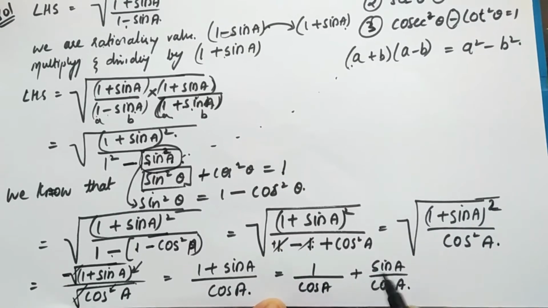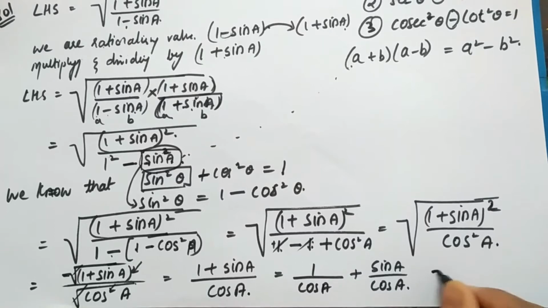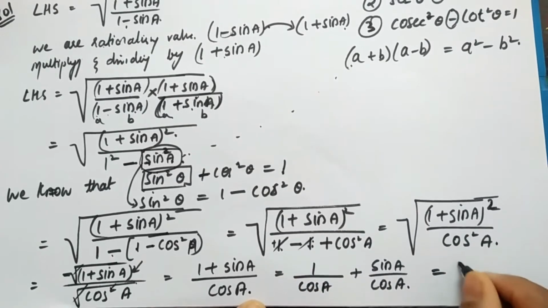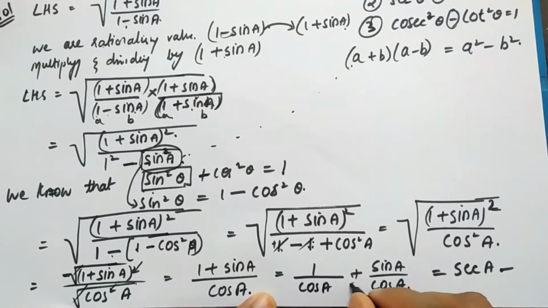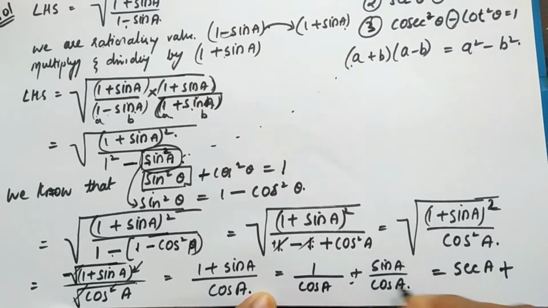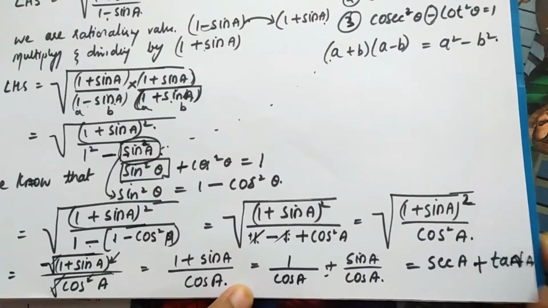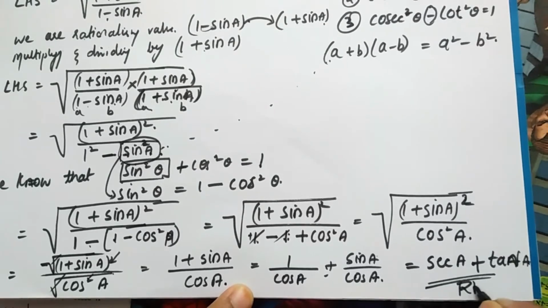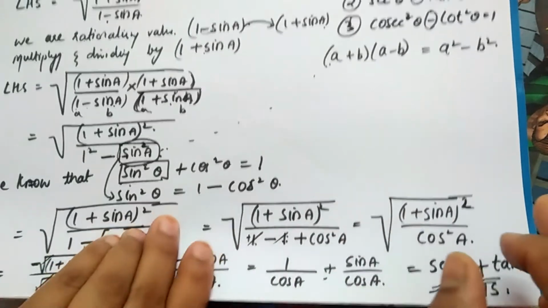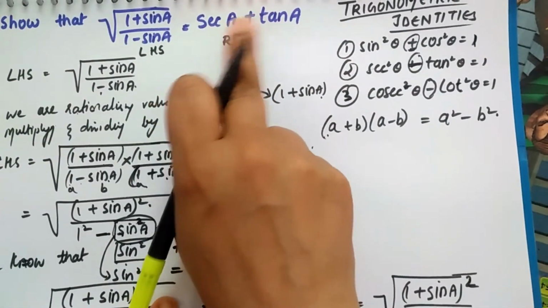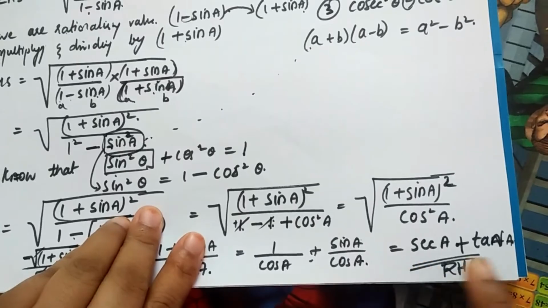Seeing these values, what is clicking in your mind? What is 1 by cos a? It is secant a. What is sine a by cos a? Be careful with the sign, it's a plus. Sine a by cos a is tan a. Did we get the answer? Is this the RHS? Yes, it is the RHS, hence proved. We got the exact answer: secant a plus tan a.